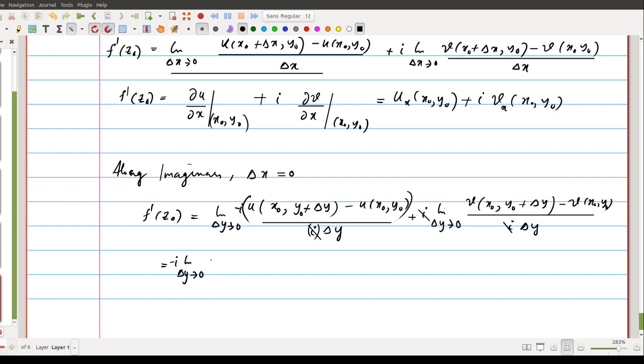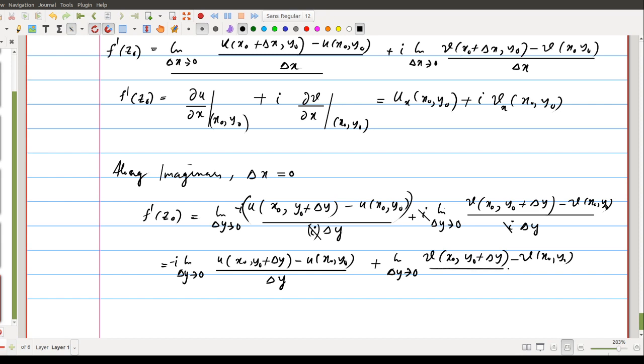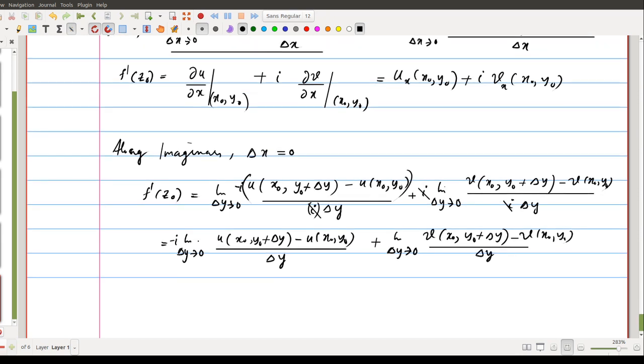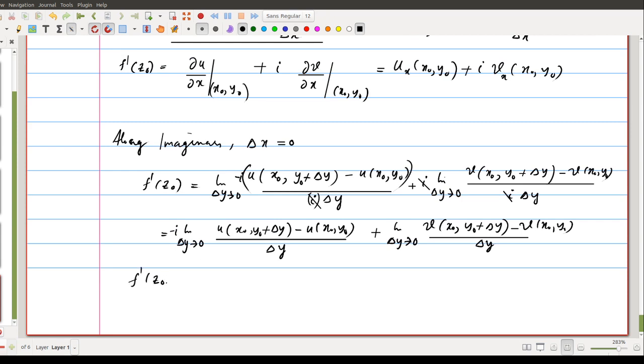Alright, we can write minus I times the limit of u of x naught comma y naught plus delta y minus u of x naught y naught divided by delta y, and this is going to be the derivative of u with respect to y, plus this is the real part of this complex number, so that will be the limit as delta y tends to 0 of v of x naught comma y naught plus delta y minus v of x naught y naught divided by delta y. So from this expression we will get the same f dash z naught in terms of u and v. This will be the real part, which is nothing but dou v by dou y, the derivative with respect to y at the point x naught y naught.